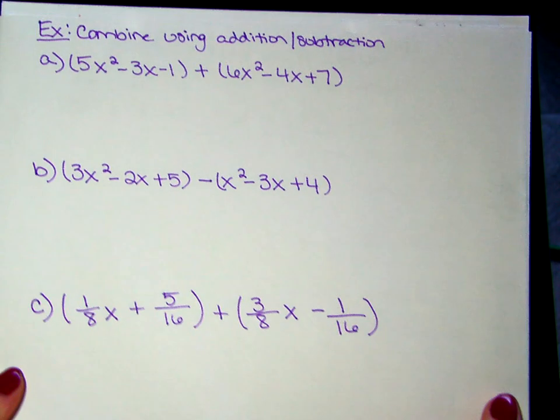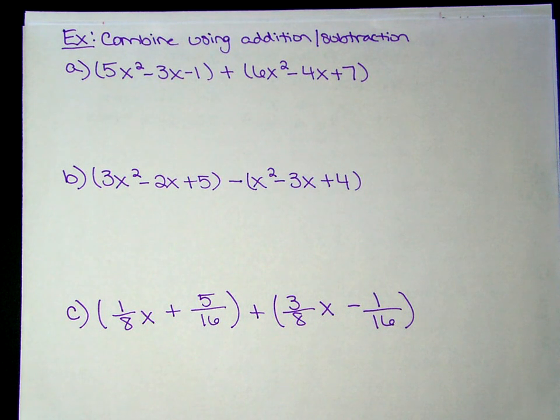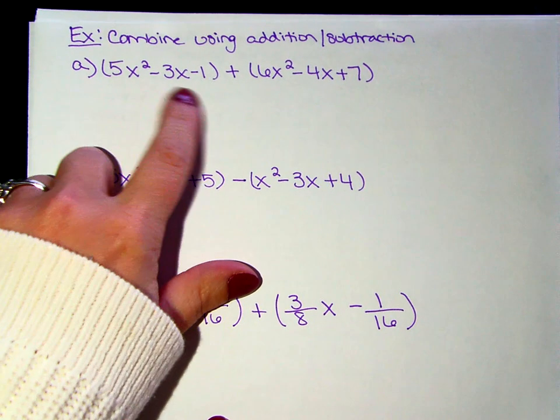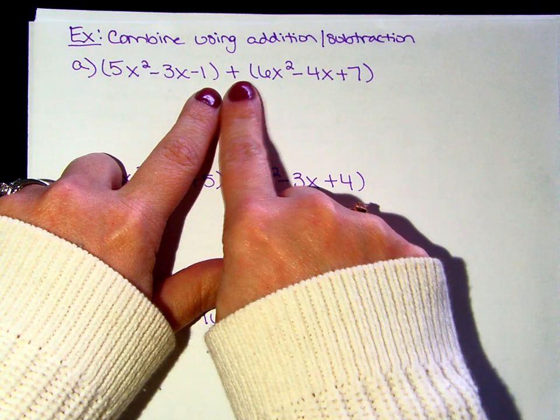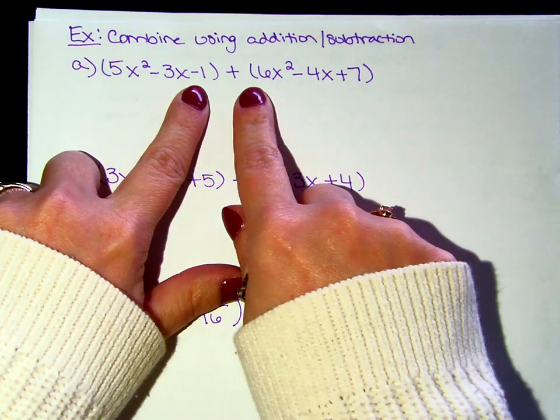We are going to combine using addition and subtraction. A lot of times they will put the entire different expressions in parentheses. That's just to help you see the different things you are adding together. You're taking this first expression, everything inside this set of parentheses, and we are going to add to it this whole other expression. We're taking a trinomial and adding another trinomial to it.